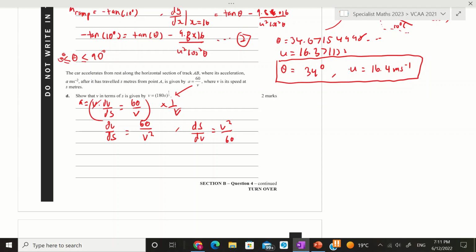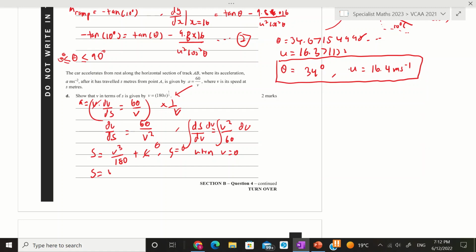Once we do that, we can just integrate. I'm integrating both sides with respect to v. Once I do that, s is going to be v cubed on 180 plus c. But since s is equal to 0 when v is equal to 0, the c just becomes 0, right? That's it. So that's pretty much it.